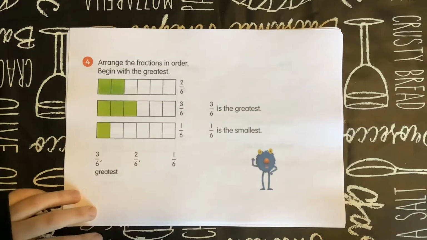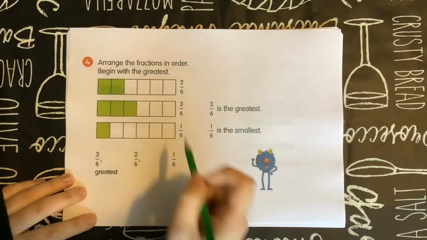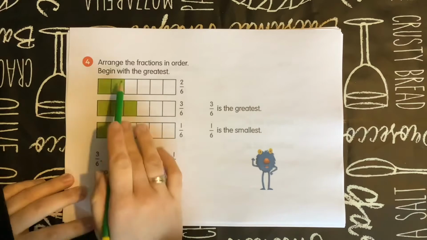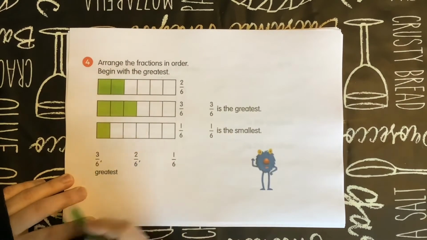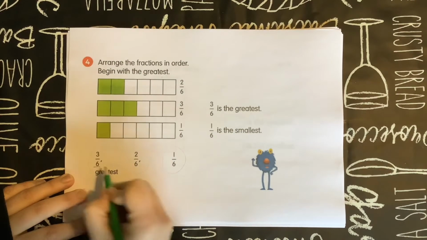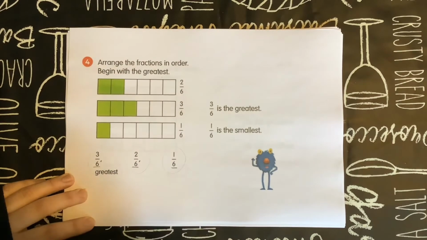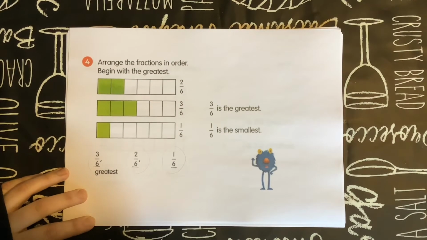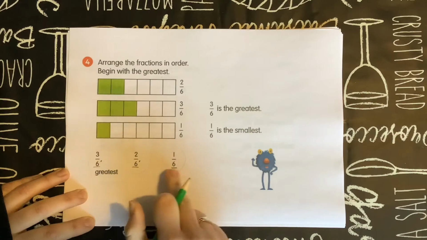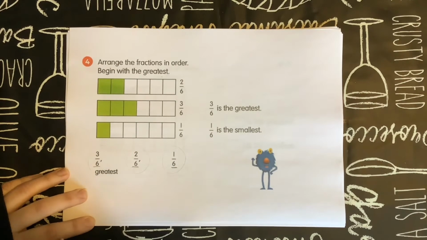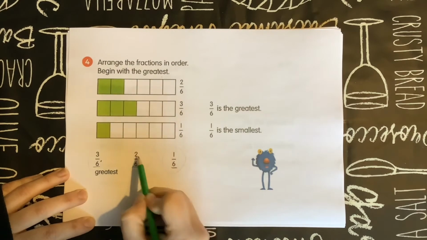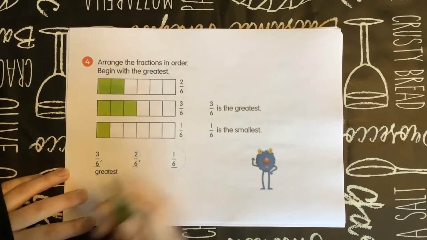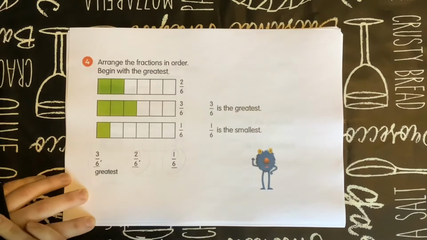What about when we compare them and we order them in size? We'll arrange the fractions in order, beginning with the greatest. Now my 3 fractions are 3/6, 2/6 and 1/6. Now I can see that they all have the same denominator. That's really important. All are talking about sixths. So who has the least parts? Well, here we've got 3 out of the 6. Here we've got 2 out of the 6. And here we've got 1 out of the 6.